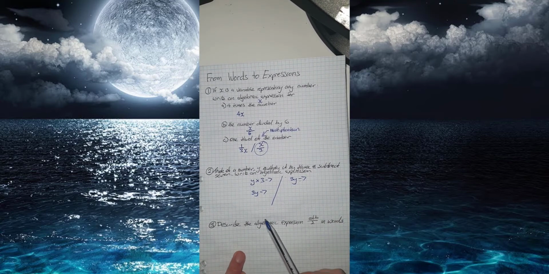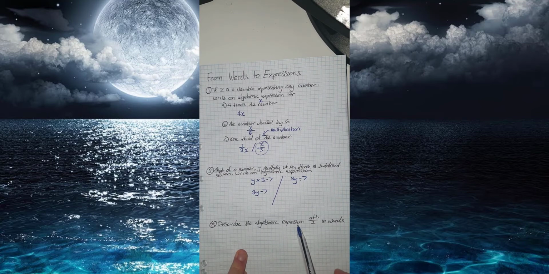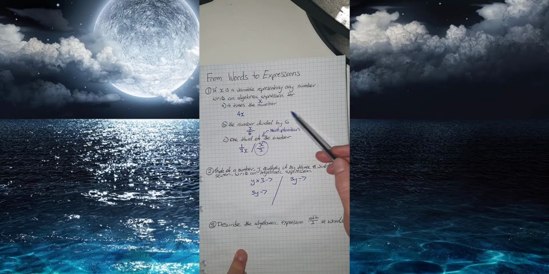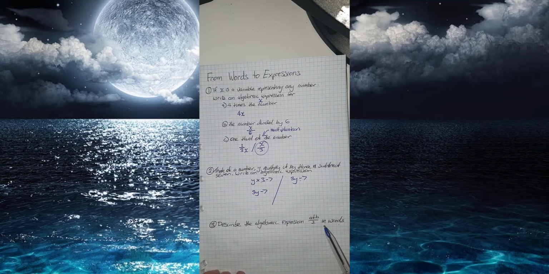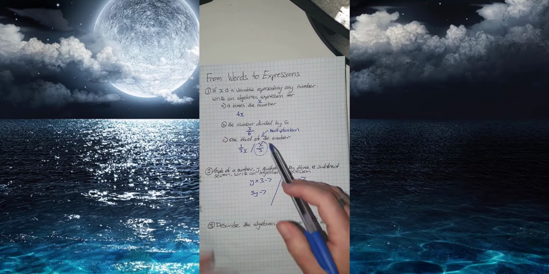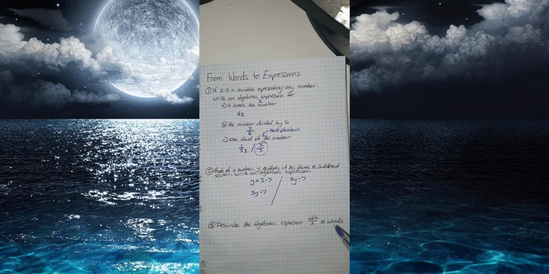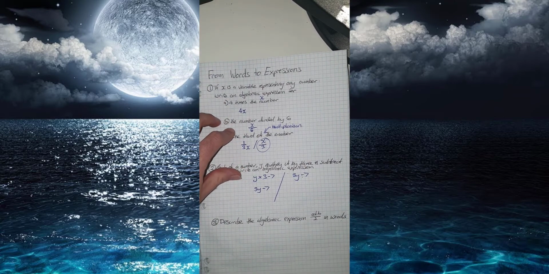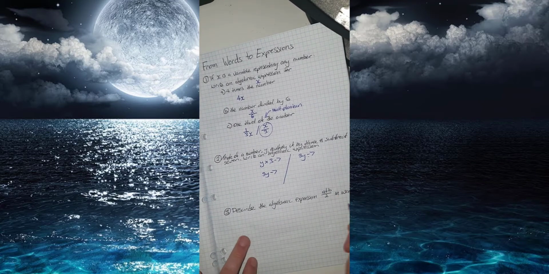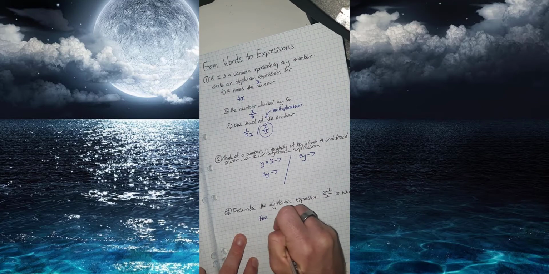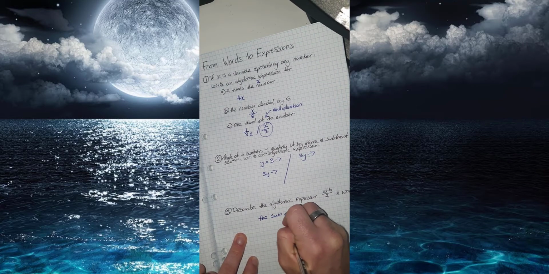Now, if we look down here, describe the algebraic expression a plus b divided by 2 in words. Opposite of what we've been doing. Again, if we can do the opposite of what we're trying to do up here, we show that we really understand the skills involved. So let's have a look. A plus b. Okay, so we're going to write the sum of a plus b.